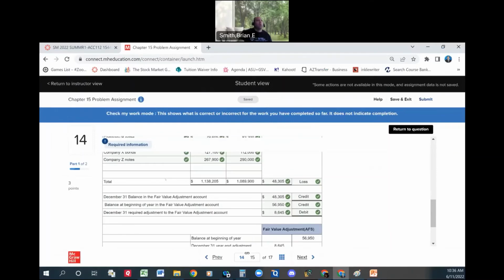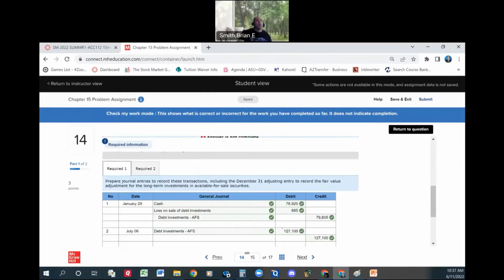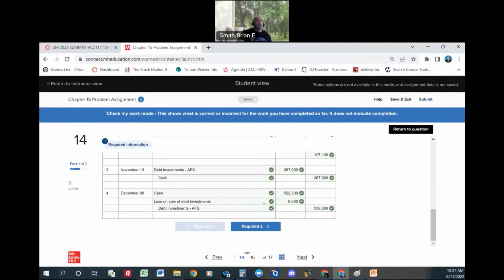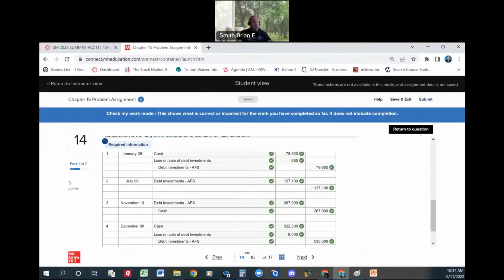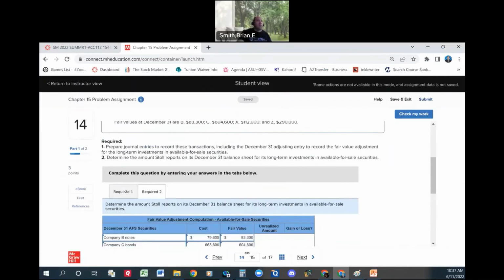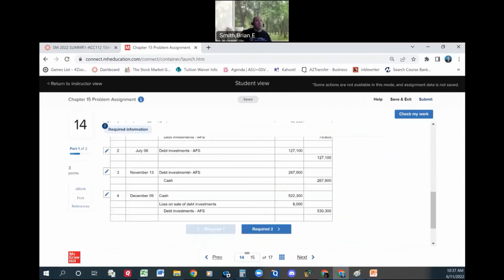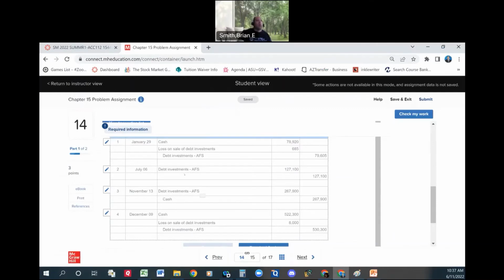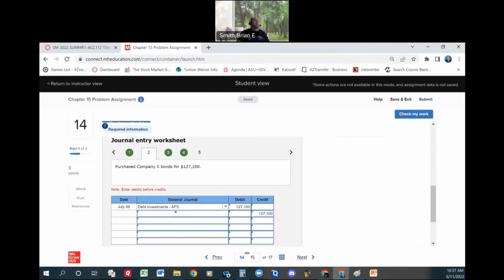Oh, I'll bet you I missed a journal entry somewhere. Yeah, right there. Okay. So sometimes when you type in stuff, you forget that second journal entry or whatever. Or in my case, I type stuff in and then it doesn't take. And I don't know which one it was on this one. But we purchased this, so it's cash. So I probably hit cash and it didn't take. So now let's check our work, make sure we got everything in there.